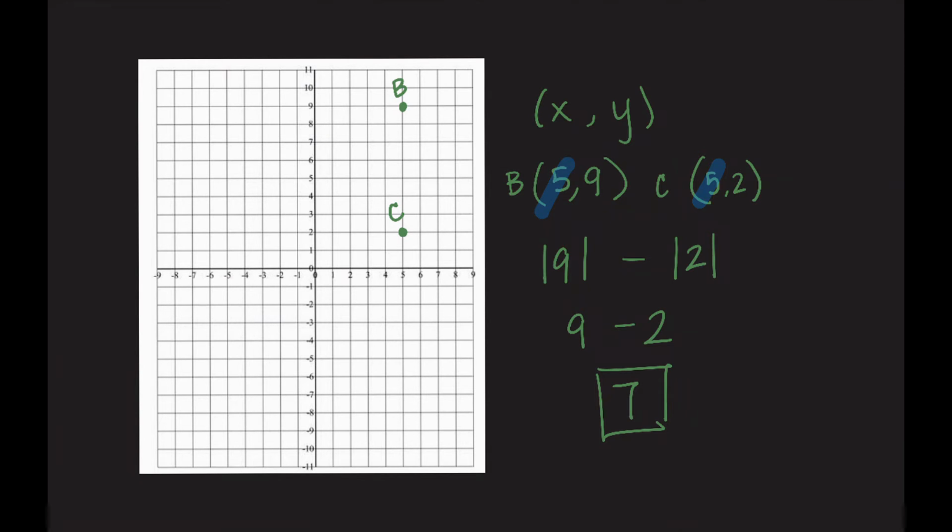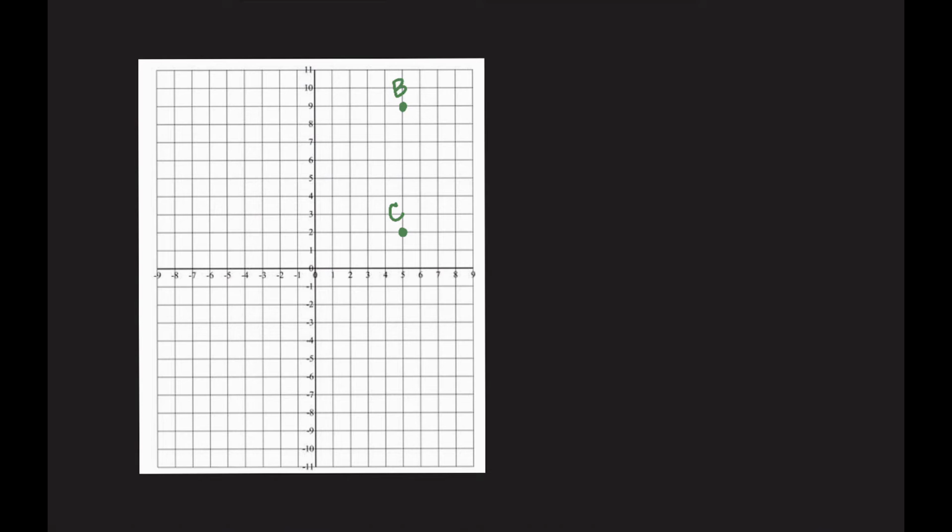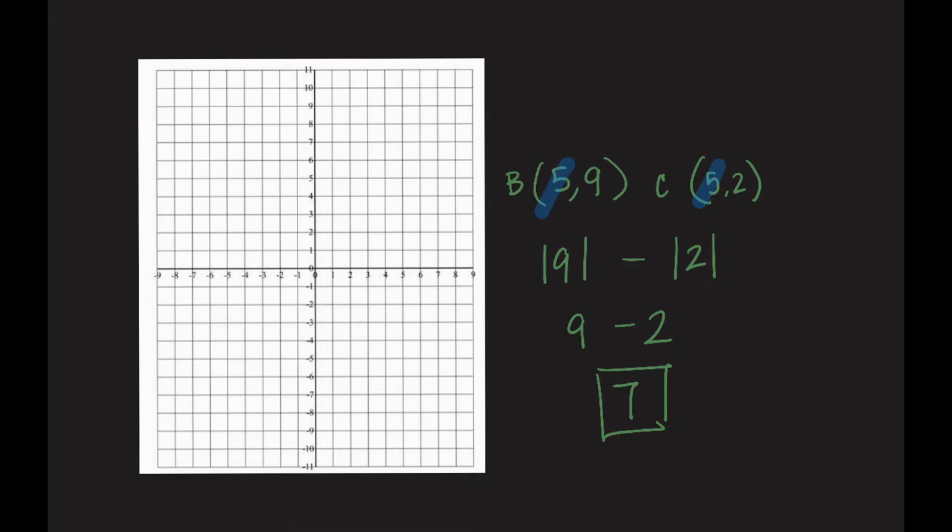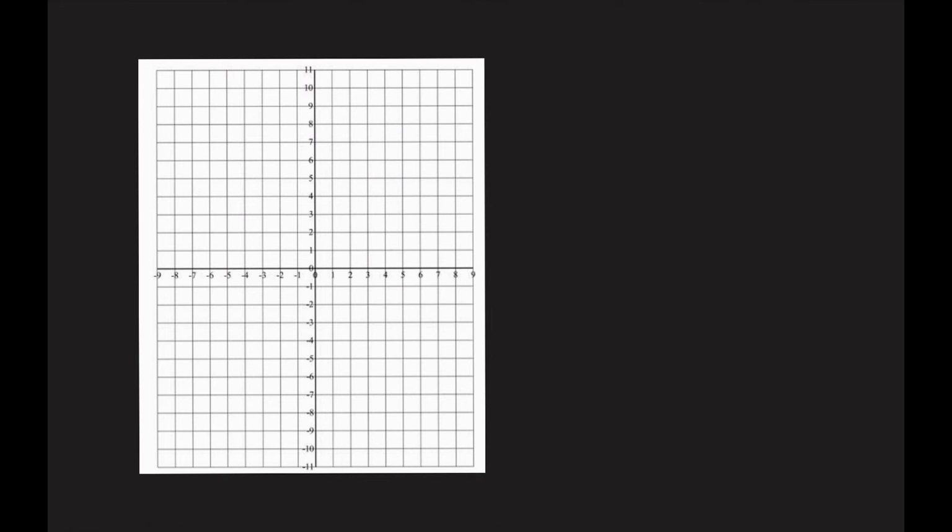Okay. Now let's try a shape. This is what we learned today in class, where we're combining all of these skills that we've learned before, and now we are going to find a perimeter of a shape. So let's just say we have a rectangle A, B, C, D.